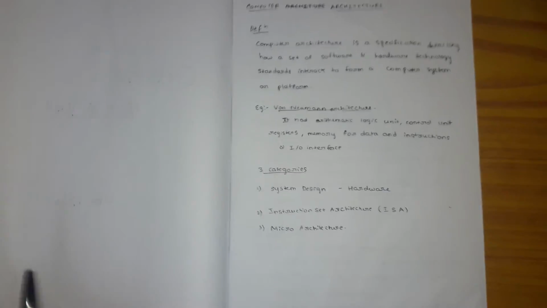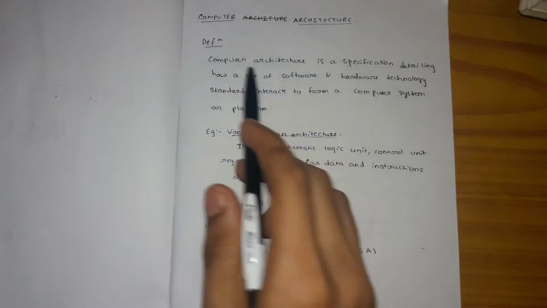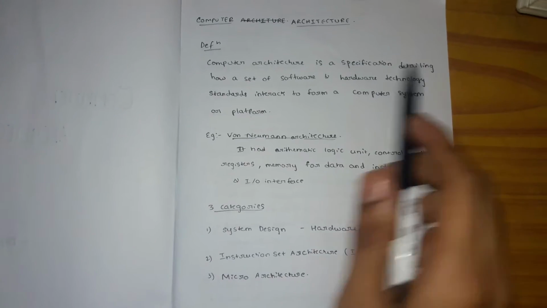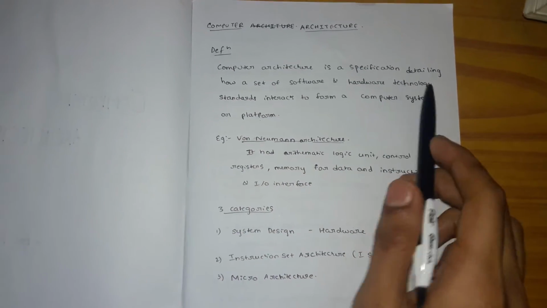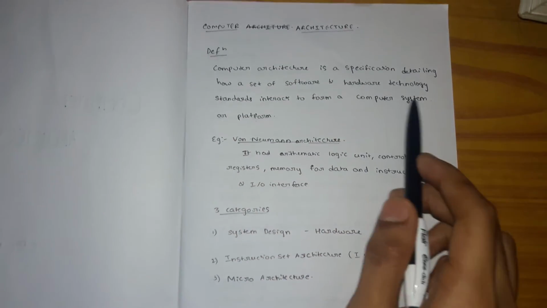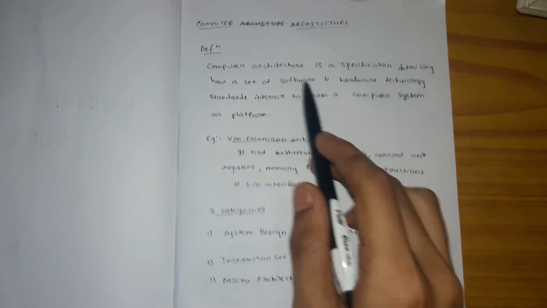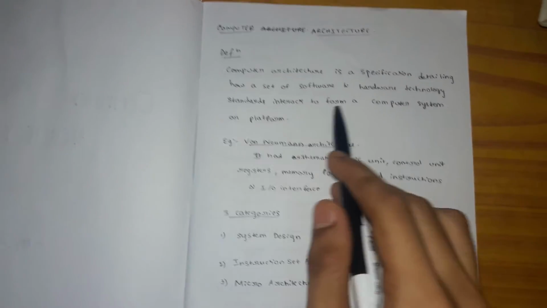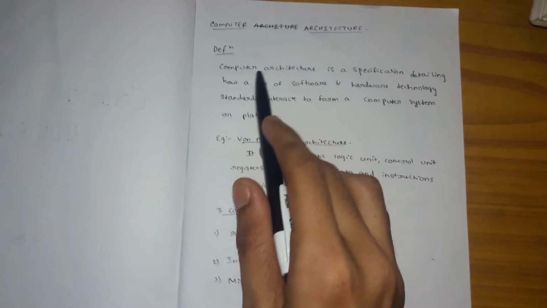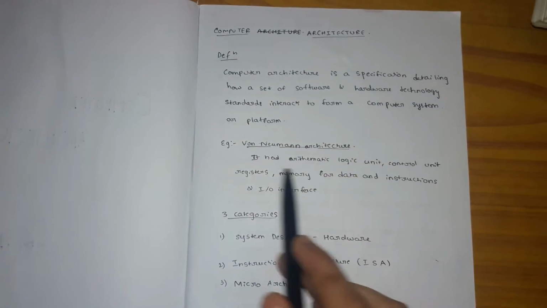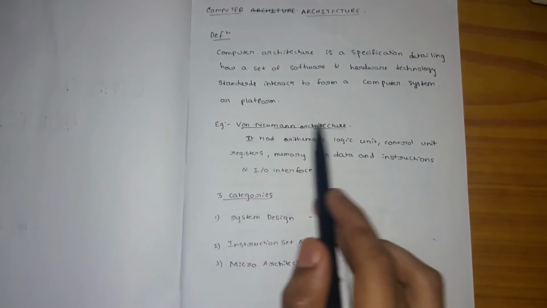Today we are going to study about computer architecture by Hennessy. What is computer architecture? Computer architecture is a specification detailing how a set of software and hardware technology standards interact to form a computer system or platform. How the software and hardware will work together to form a computer system will be defined by the computer architecture specification. For example, von Neumann architecture.